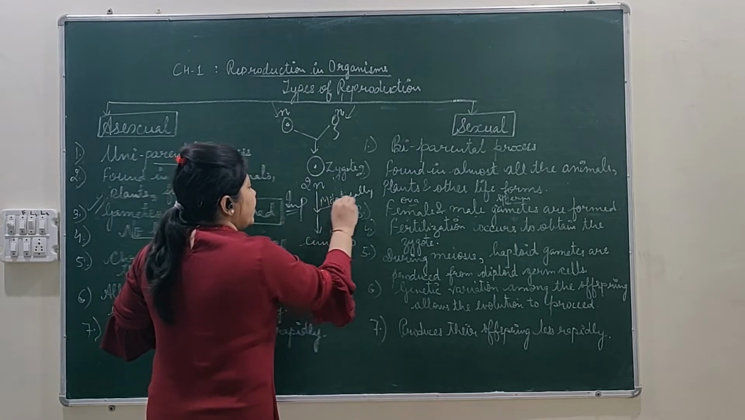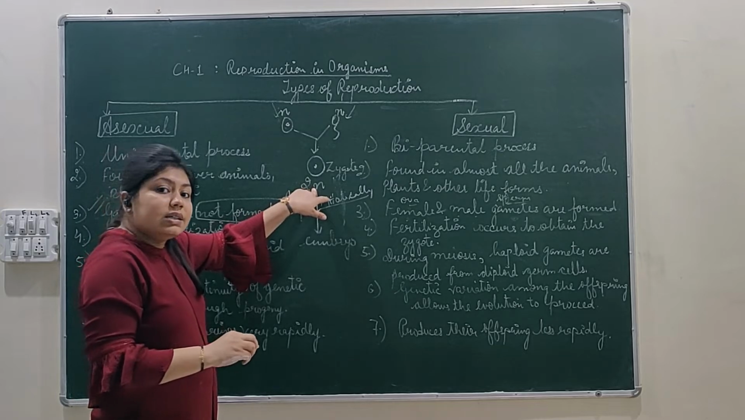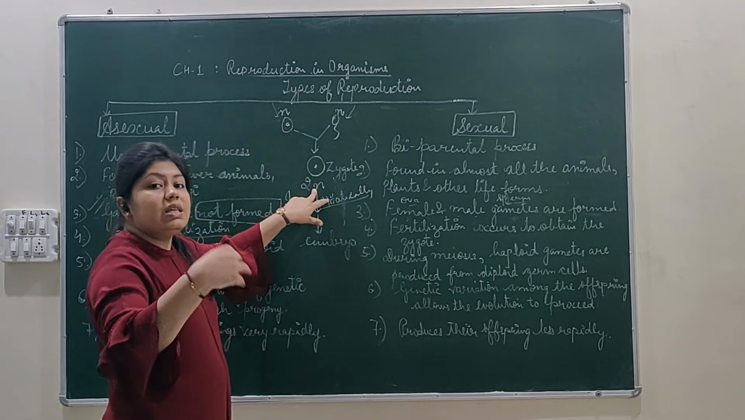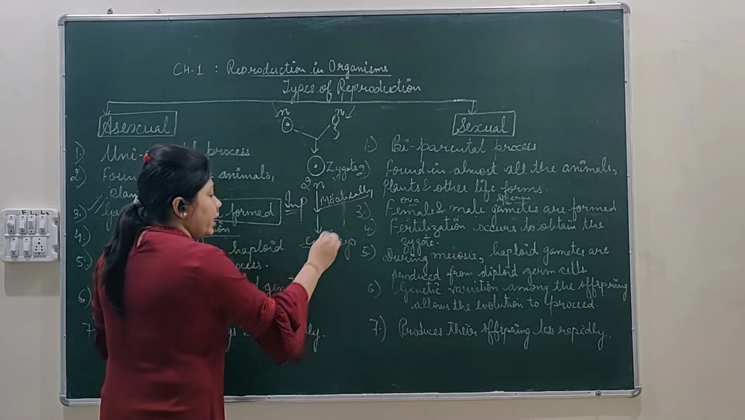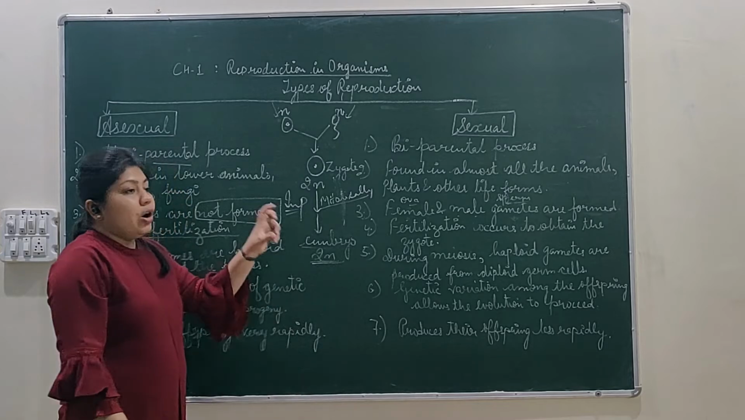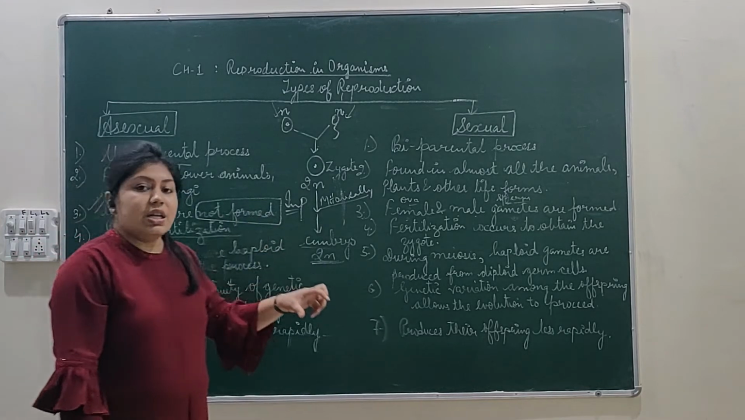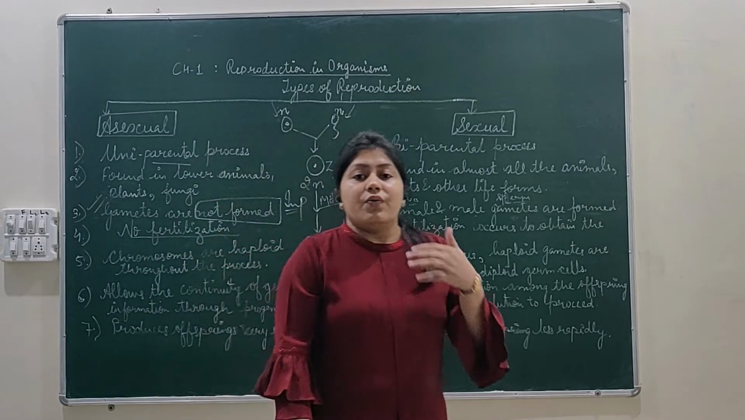If mitosis is occurring, then the ploidy level remains the same. There is only an increase in the number of cells. So the embryo, okay, and later on the adult which will be formed, will be diploid. So meiosis is the reductional division. Mitosis is the equational division.